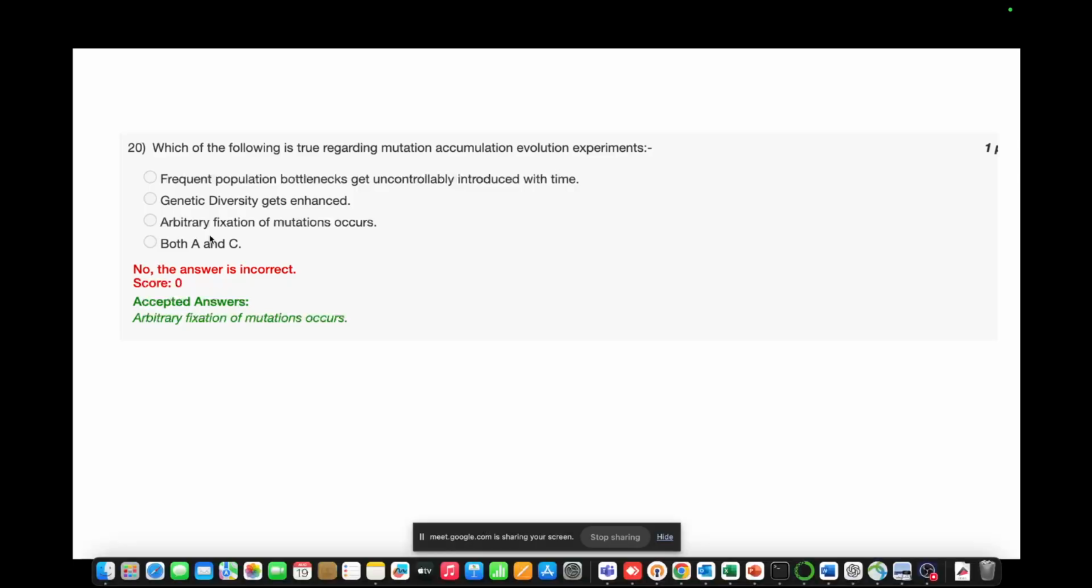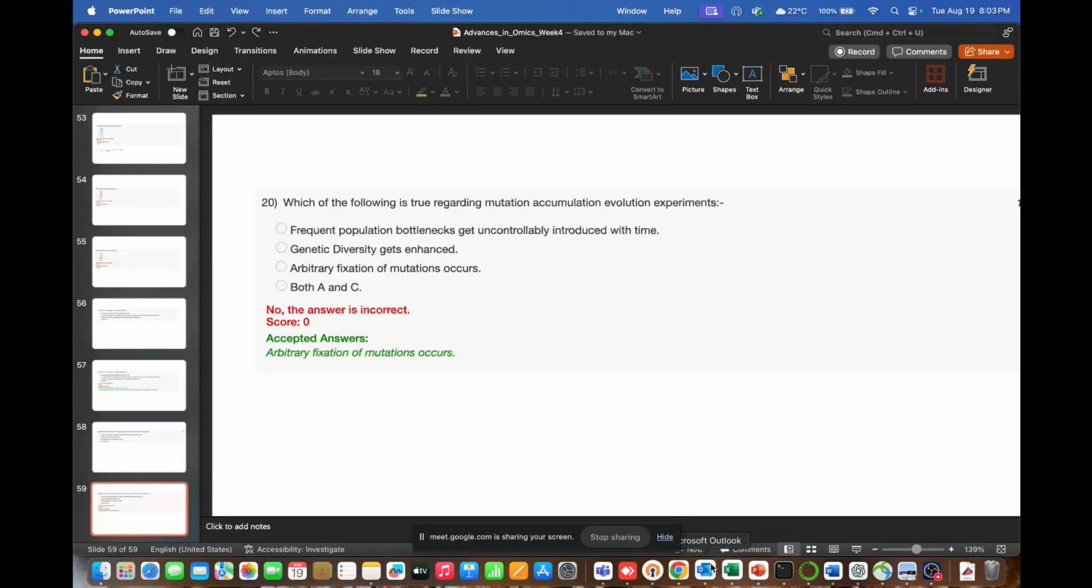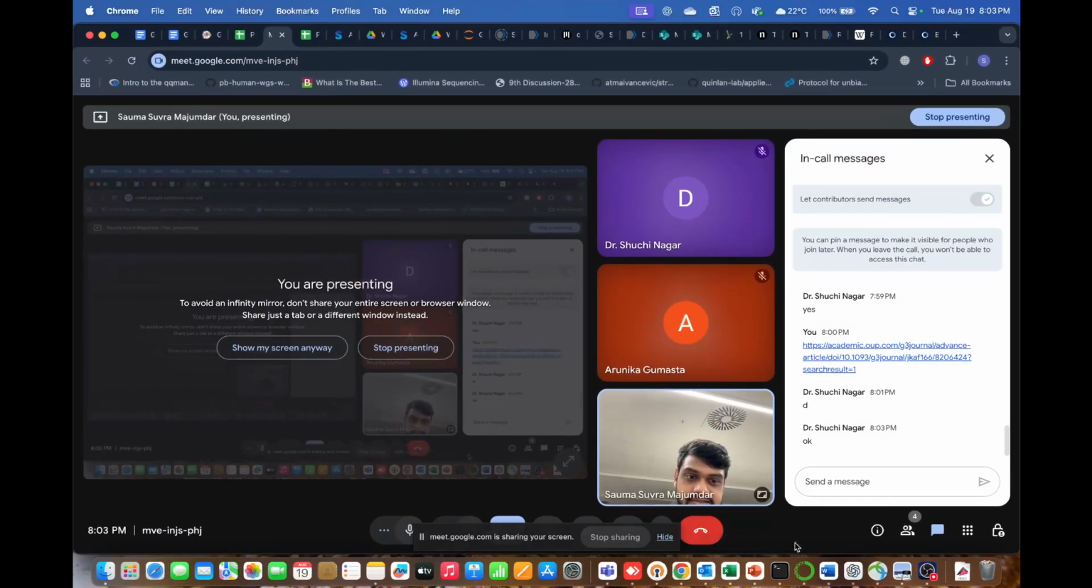Right. The first option will be correct only if the C option is incorrect, basically. If you do not do arbitrary fixation, if you do specific introduction of mutations which are deleterious in nature, then only the first option will happen, otherwise not.